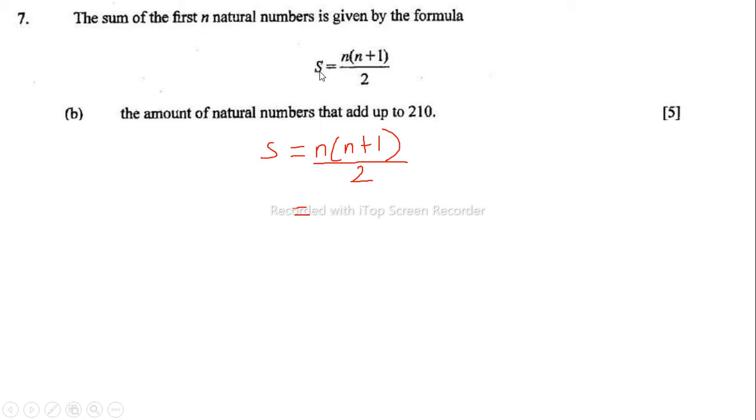Is it the first 5? Is it the first 6? Is it the first 7? Is it the first 8 natural numbers that we have to add up to get 210?